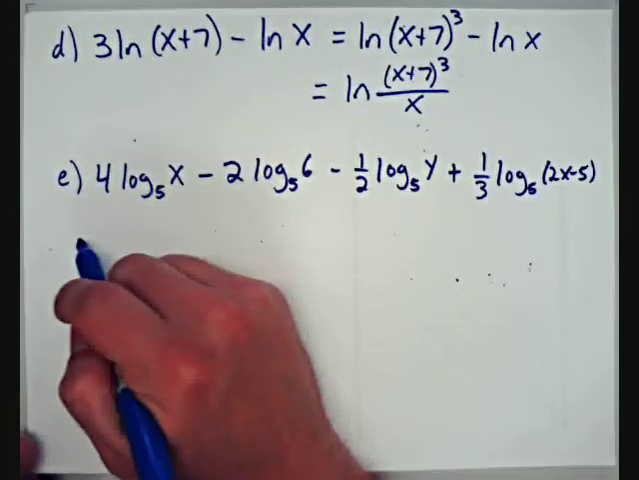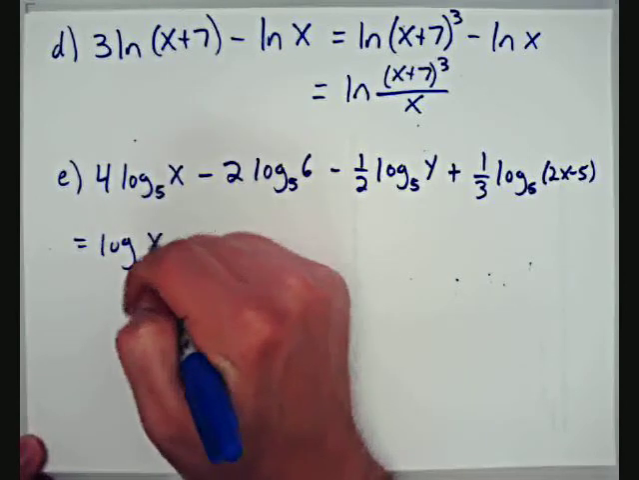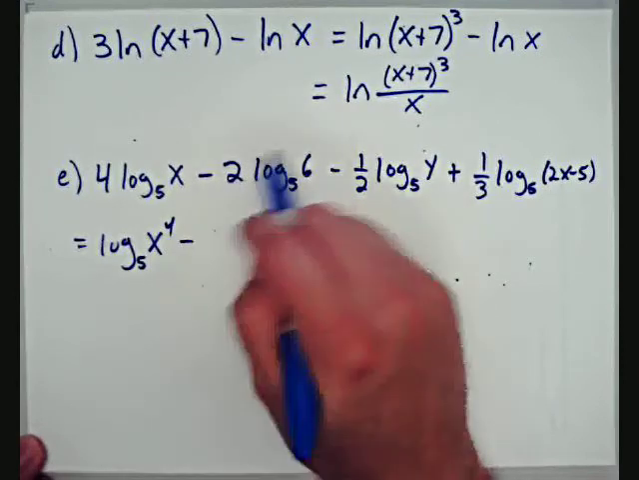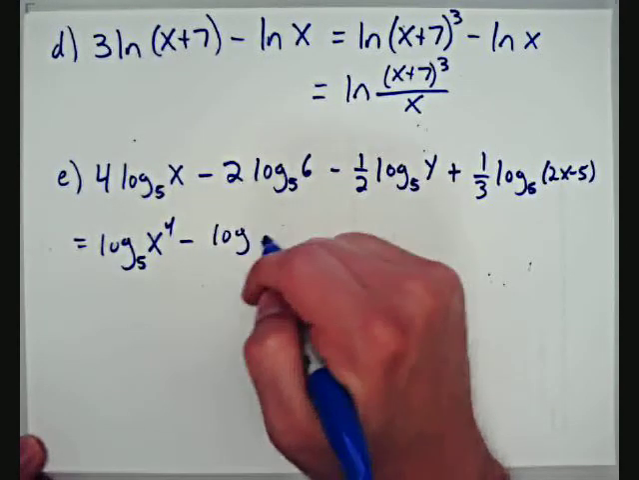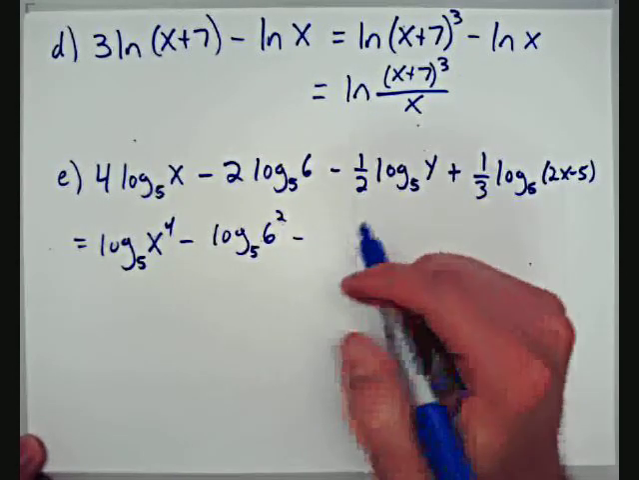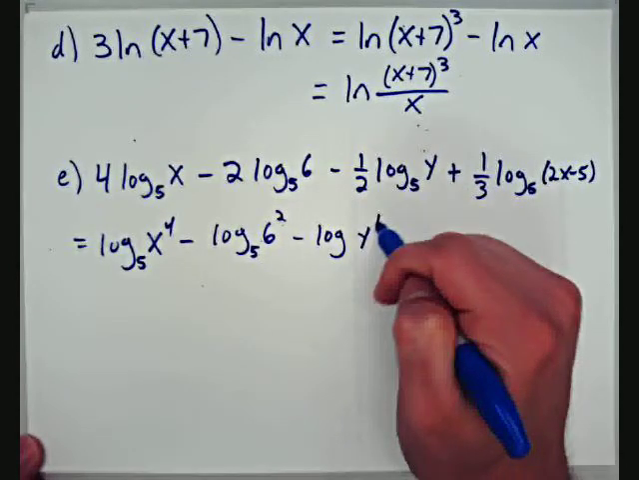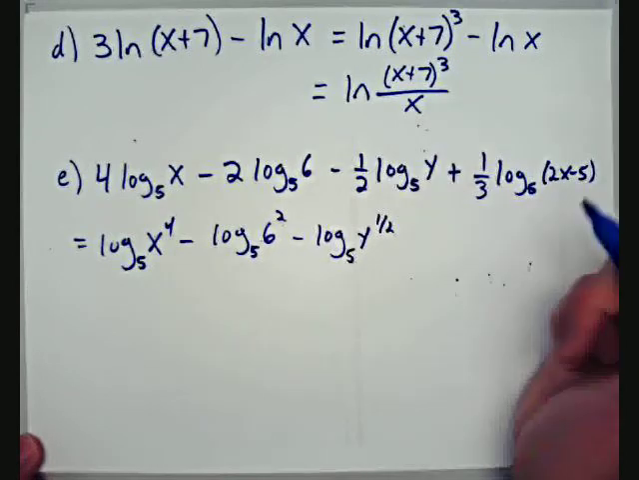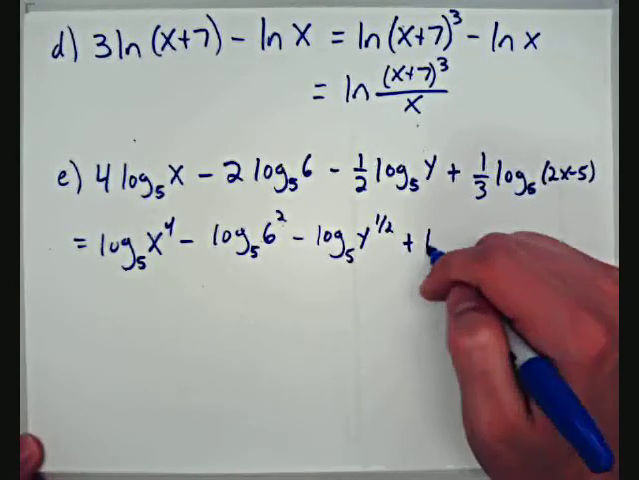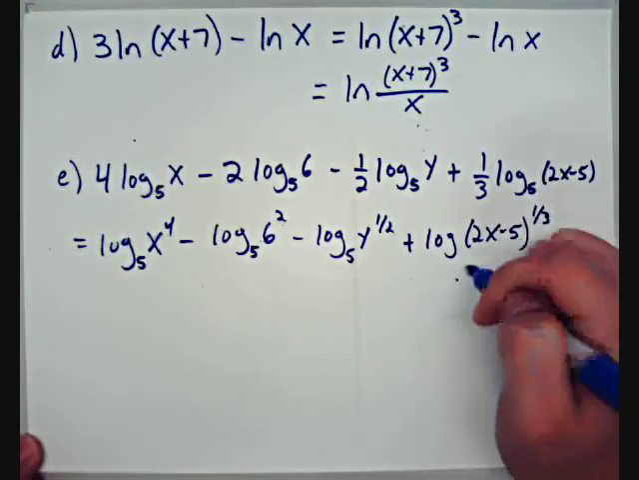So power property, we'll bring the 4 in as an exponent, log of x to the 4th power, base 5, minus 2 can be brought in, the log of 6 squared, base 5, minus 1/2 brought in as an exponent, the log of y to the 1/2 power, base 5, plus 1/3 brought in as an exponent, 2x minus 5 to the 1/3 power, base 5.